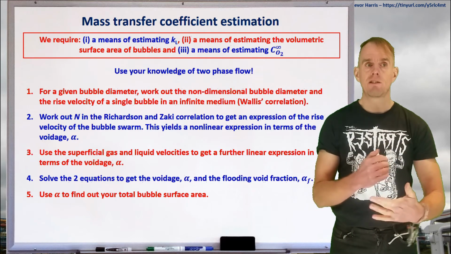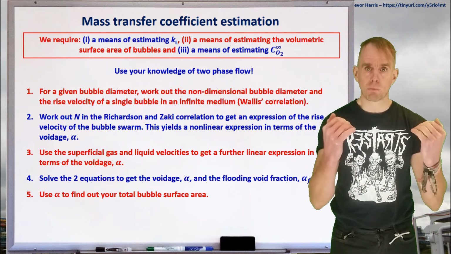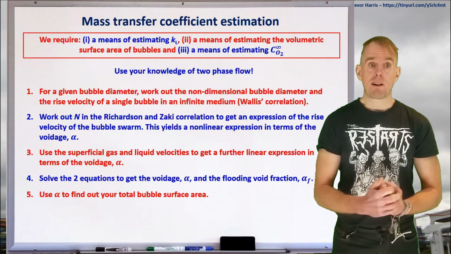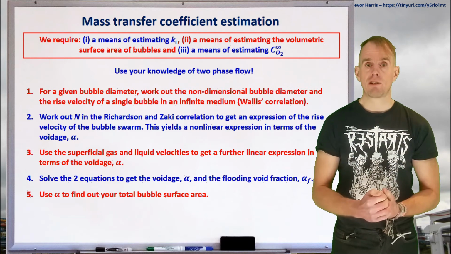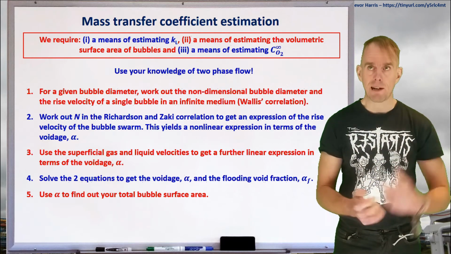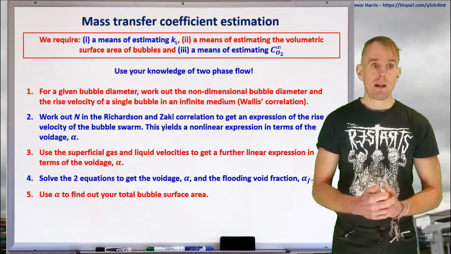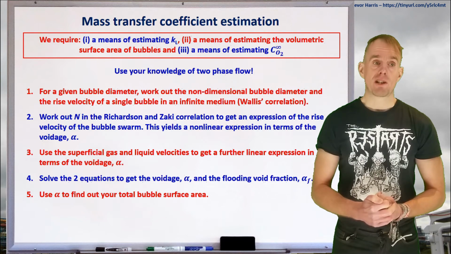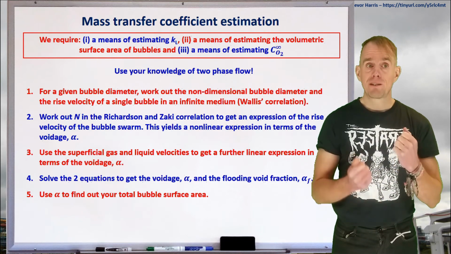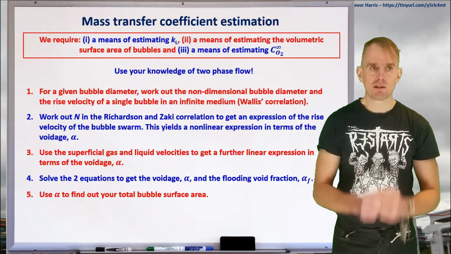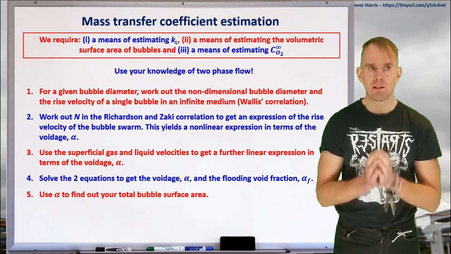And so then we can say, right, we know what our bubble swarm rise velocity is, and we know what our void fraction is. We can then find out what our flooding void fraction is and avoid having that kind of downfall problem in our piece of process equipment. We can also use our bubble void fraction, of course, along with the number of bubbles, to figure out our total bubble surface area. So that gives us the final piece of the jigsaw.